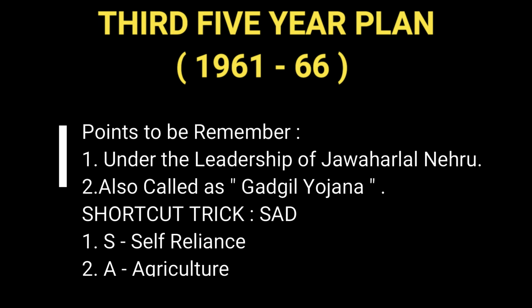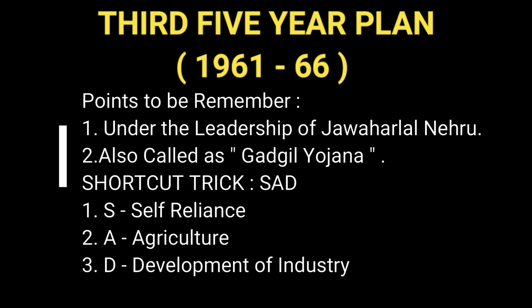Third 5-year plan from 1961 to 66. Points to be remembered. First, under the leadership of Jawaharlal Nehru. Second, also called as Gadgil Yojana. Shortcut trick, SAD. First, S for self-reliance. Second, A for agriculture. Third, D for development of industry.